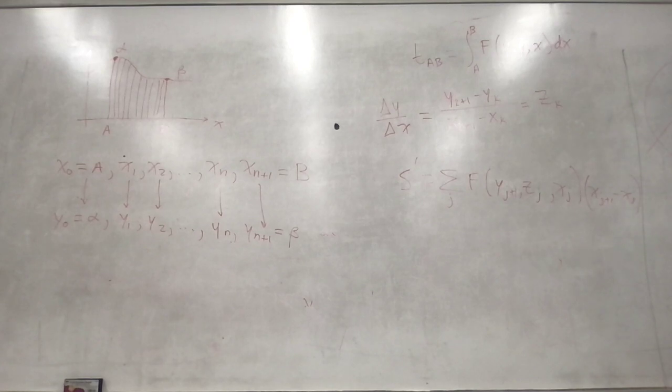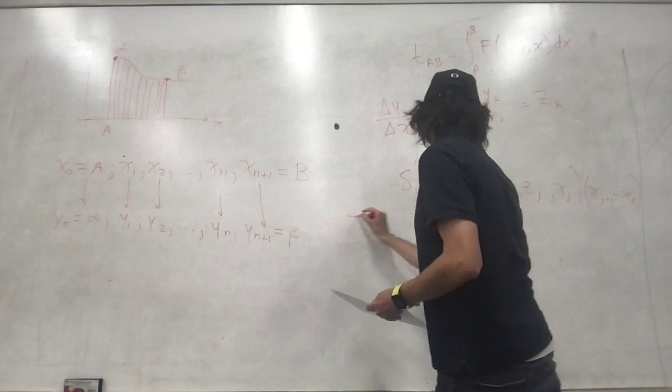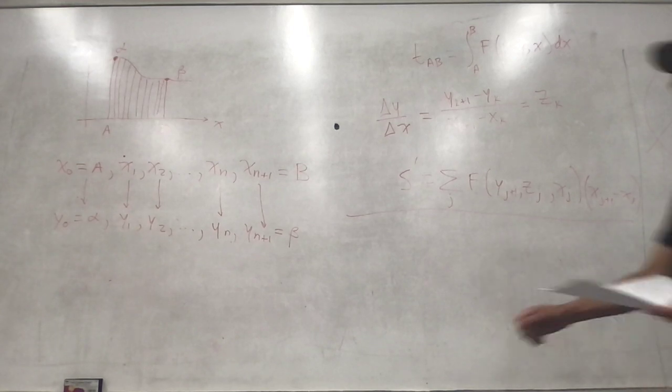Okay, so if we want to optimize this, what do we do? I guess you already said it. The variation should be zero. So let's take, where can I write this? I'm going to put it right here.